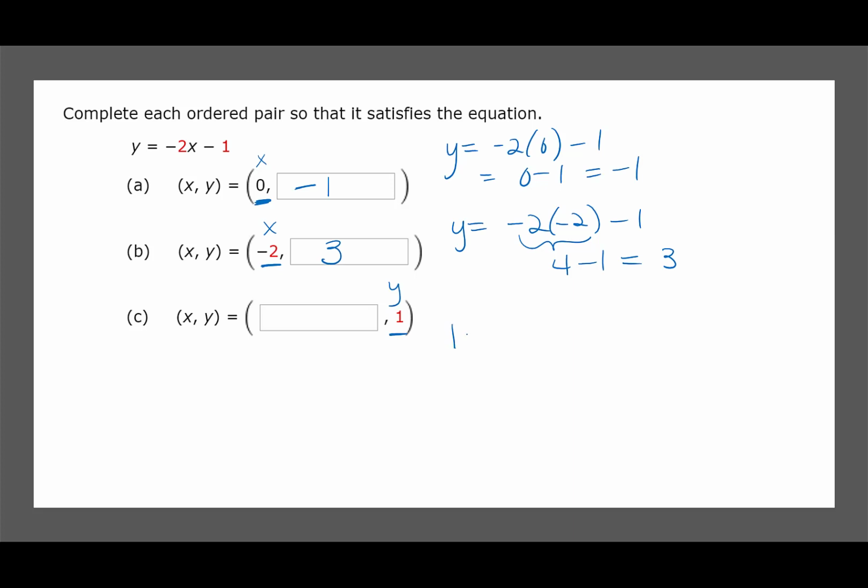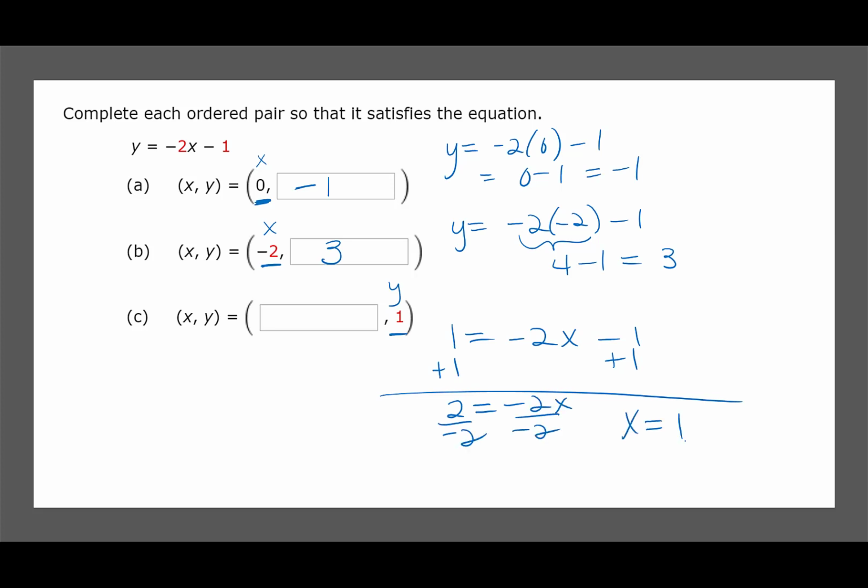The last one, 1 equals -2x minus 1. This one we have to do a little bit more math than the previous examples. You need to add 1 to both sides to get 2 equals -2x. Divide both sides by -2, and so the x-coordinate will be -1, and that's what you'll put in the answer box.